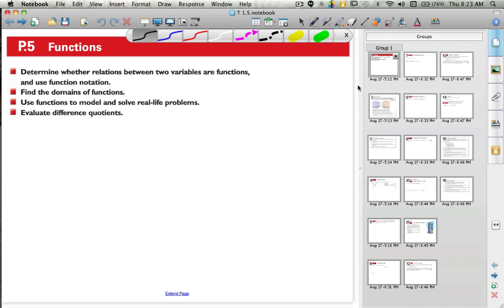In section 5, we're going to be working on functions, and the goals for this section are to be able to determine whether relations between variables are functions, and to use function notation, to find the domains of functions, and to use functions to model and solve real-life problems. Also, we want to evaluate difference quotients, which is sort of a lead into calculus.